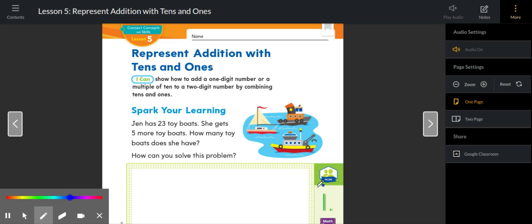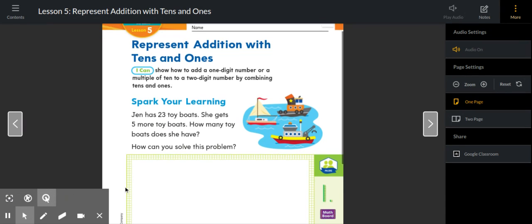Hello, boys and girls. So today we are going to work on Module 12, Lesson 5, Represent Addition with Tens and Ones. And here's our I can statement for today. I can show how to add a one-digit number or a multiple of 10 to a two-digit number by combining tens and ones. And I will help you understand that as we go.